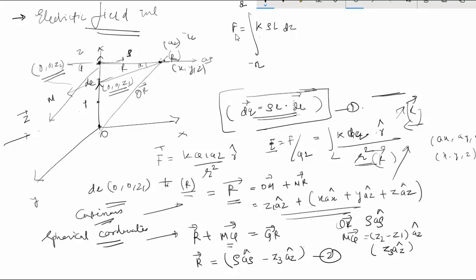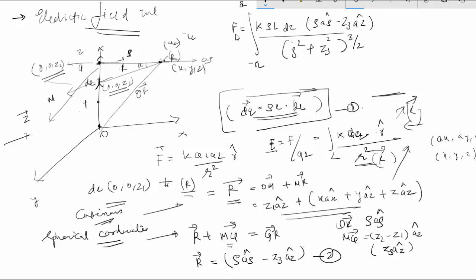And your r you will have to substitute here as rho a rho minus z3 az, divided by rho square plus z3 whole square, raised to 3 by 2.